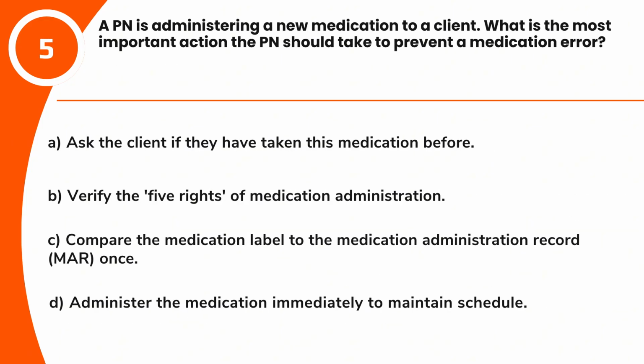Question 5. A PN is administering a new medication to a client. What is the most important action the PN should take to prevent a medication error? A. Ask the client if they have taken this medication before. B. Verify the 5 rights of medication administration. C. Compare the medication label to the medication administration record, MAR, once. D. Administer the medication immediately to maintain schedule.